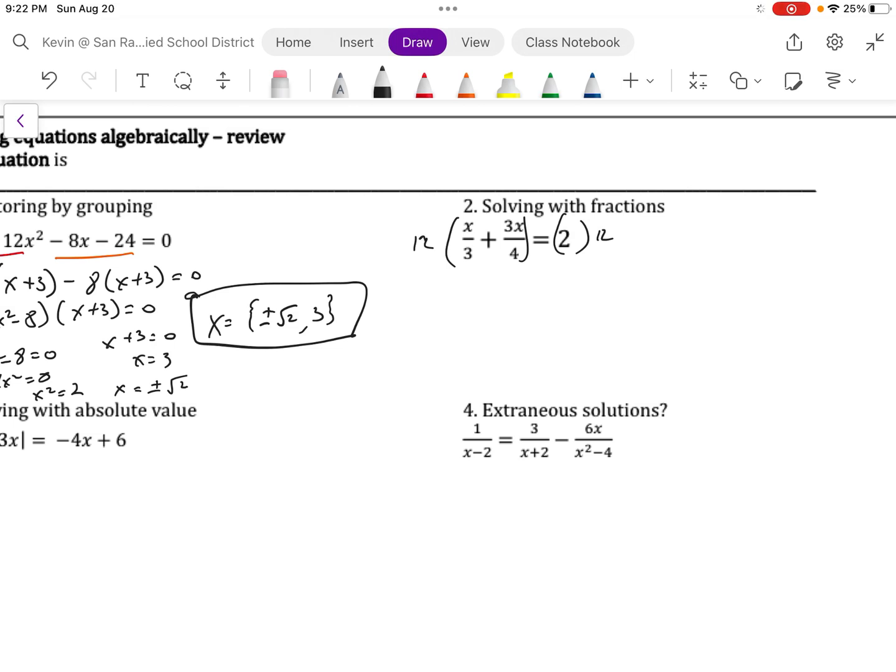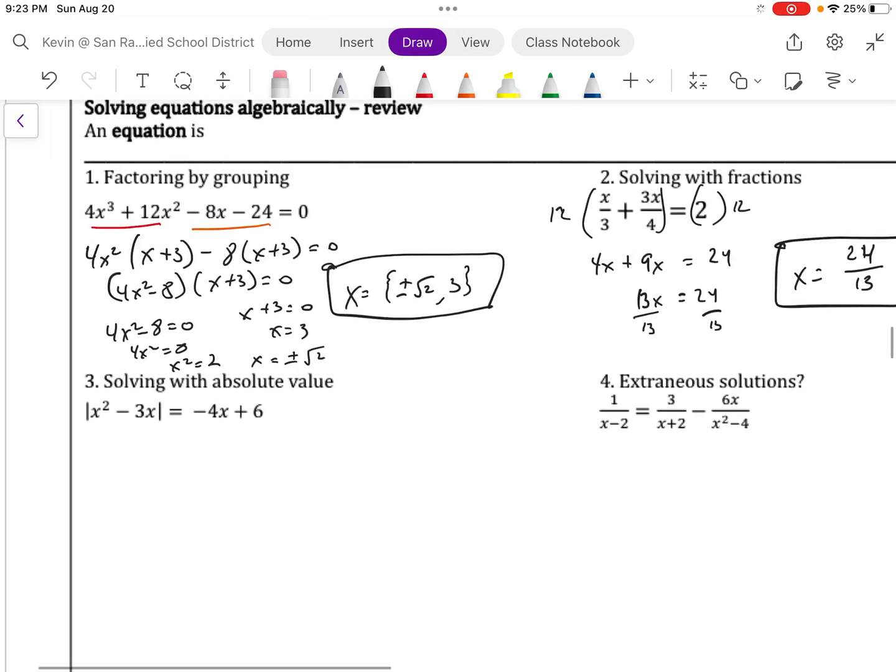So 12 divided by 3 is 4, so that leaves us with 4x. 12 divided by 4 is 3. 3 times 3x is 9x, equals 2 times 12 is 24. We have 13x equals 24. Divide both sides by 13. X equals 24 thirteenths, and we can just leave it like that.